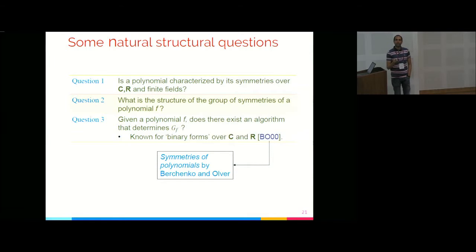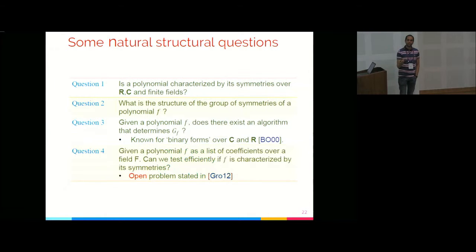And the next question is again algorithmic, but very intimately related to the topic we are considering. So suppose, again, the polynomial is given to you as a list of coefficients, and you want to test efficiently if f is characterized by its symmetries. This is an open problem mentioned in the PhD thesis of Grochow, and he conjectures this is perhaps a hard problem. So this is the list of the structural questions related to a polynomial family. And let me give you the comparison for some of these questions for the permanent and the design polynomial.